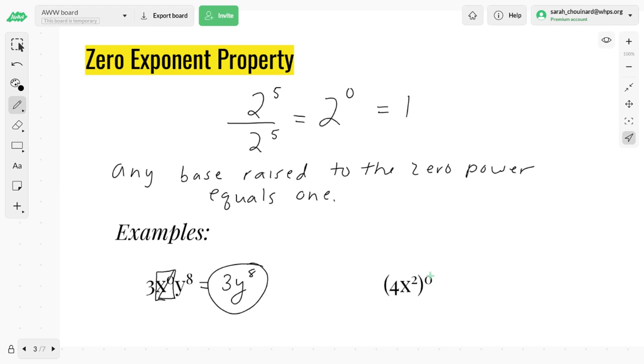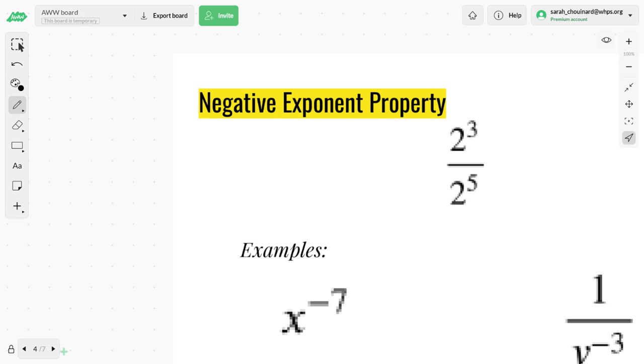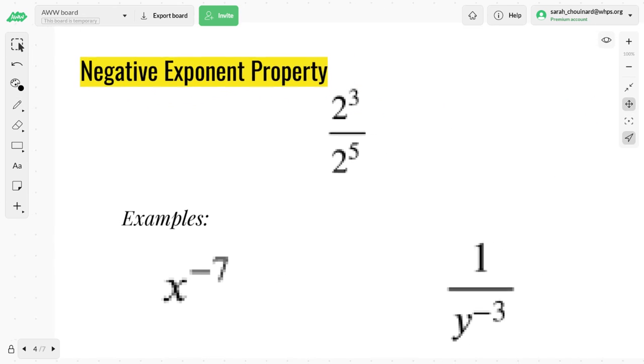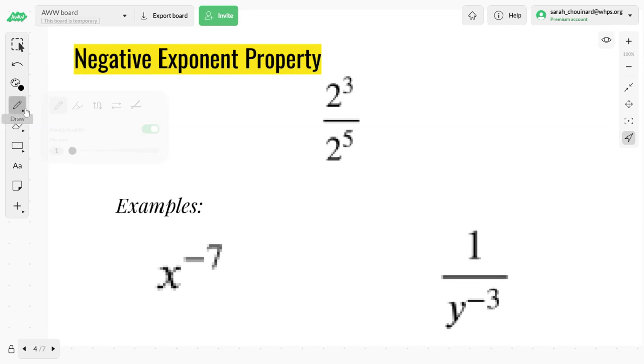Whereas here, this 0 is being applied to the 4 and applied to the x to the second power, giving me 4 to the 0 times x to the 0, which is going to be equal to 1 times 1, which is simply 1. So when it's outside of parentheses, the entire thing is equal to 1. Now let's take a look at negative exponents.